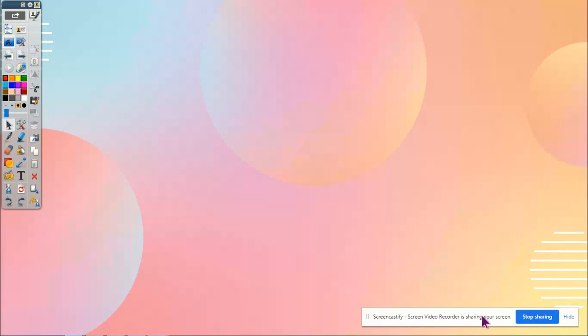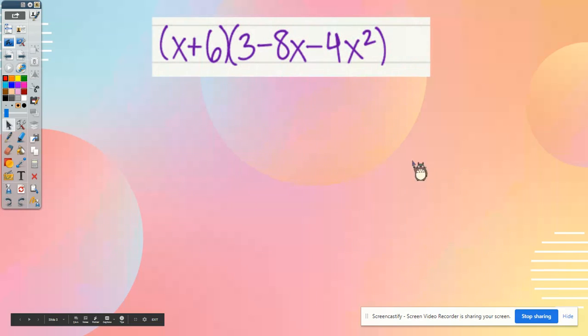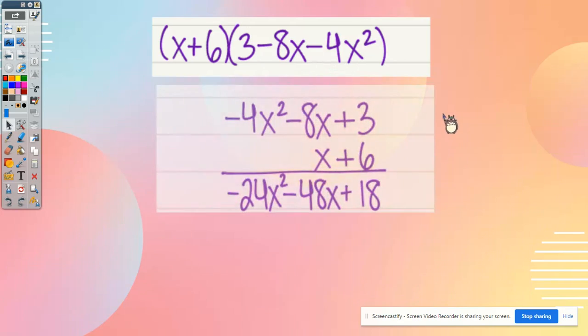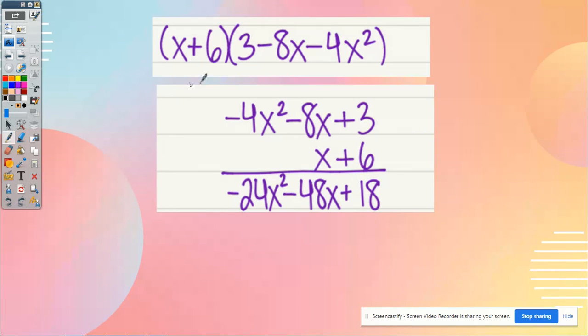All right, and now I promised I would do one vertically, so here we go. We have x plus 6, which is a binomial, times a trinomial here, 3 minus 8x minus 4x squared. So here I put it in descending order in order to multiply. So let me show you. This right here needed to be changed because it is not in the correct descending order.